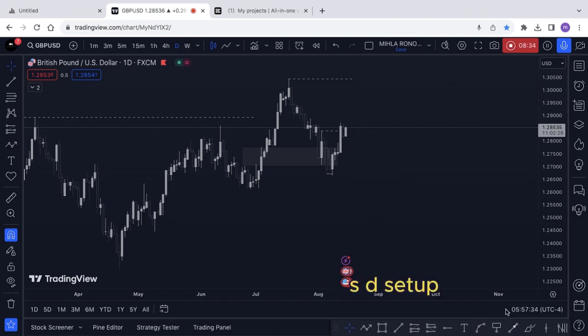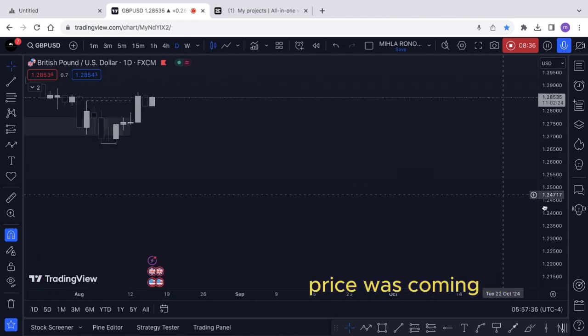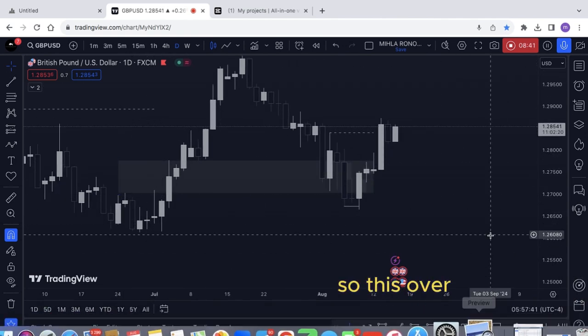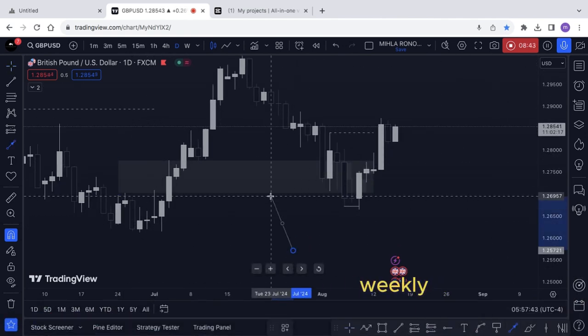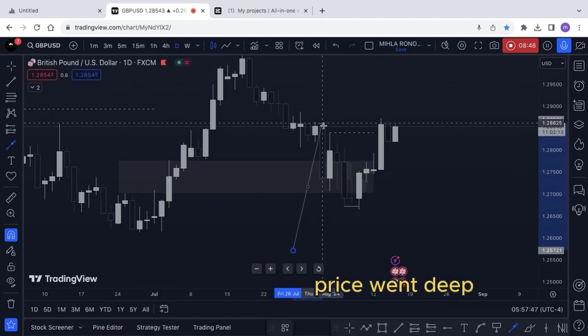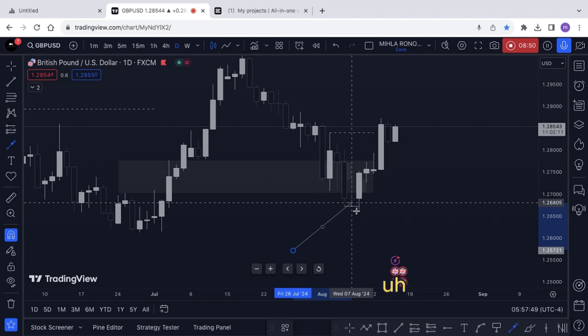Here's the GBP USD setup. As I said, price was coming off this weekly. So this over here is a weekly fair value gap. Price came into the weekly. Price went deep into the weekly.